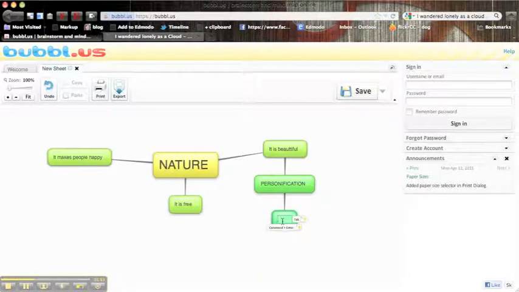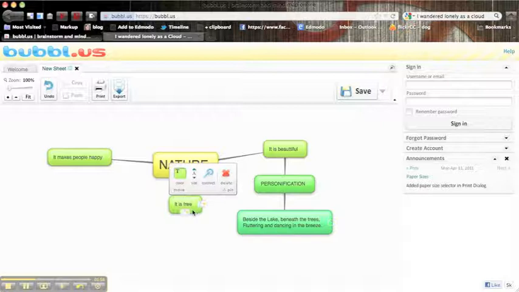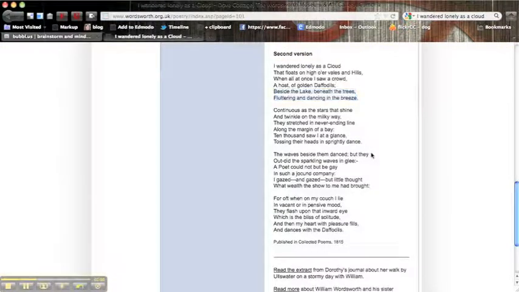So I've written personification because that's my poetic technique, and then I've put my example underneath it, and the example is always a quote from the text.